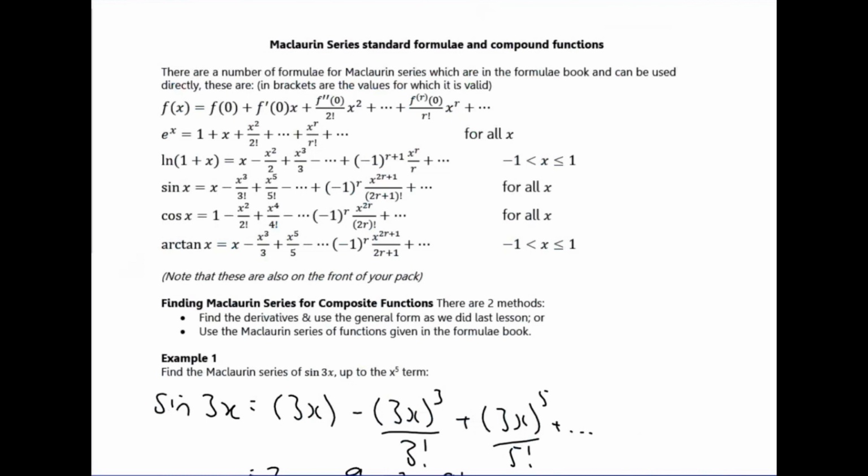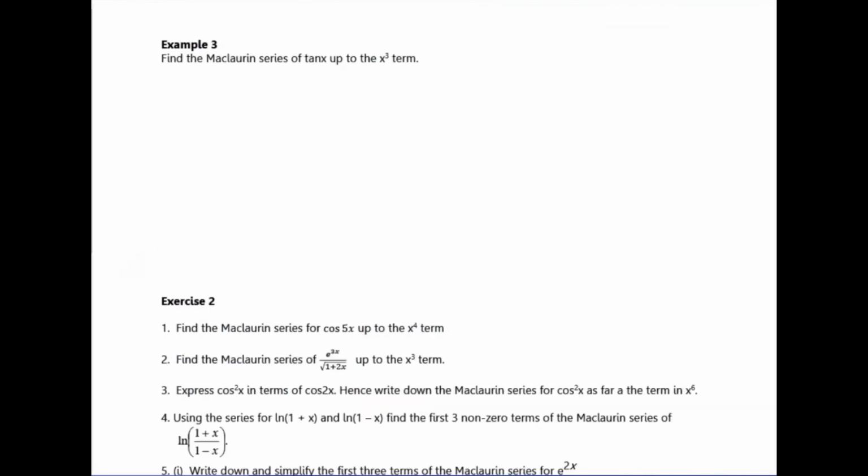Okay, so obviously you're using that tan is sine over cos. You can't just divide these like polynomials. That doesn't get you a power series. A power series over a power series isn't a power series. So what we're going to do for this one is tan x equals sine x over cos x. I'm going to bring that cos x up to the top.